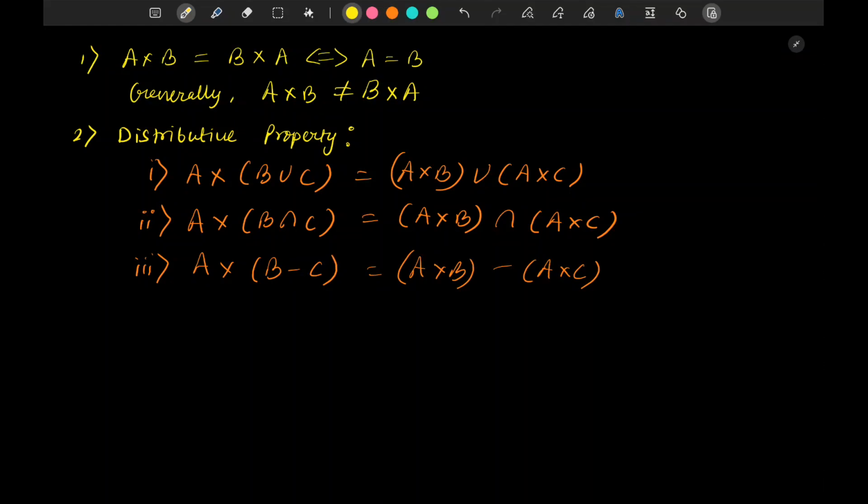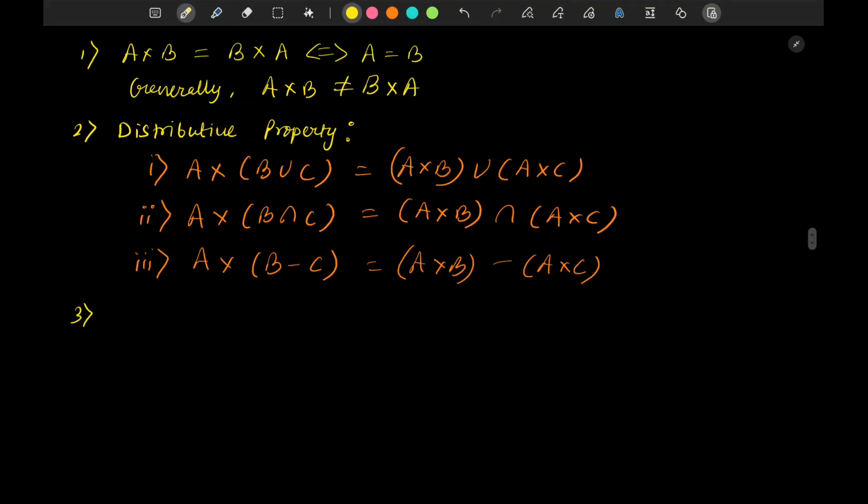The third result we need to know is that for any three sets A, B, and C such that A cross B is equal to A cross C, that is possible only if B and C are two equal sets. Now, while finding the Cartesian product of two sets, we can also find the Cartesian product of a set with itself.